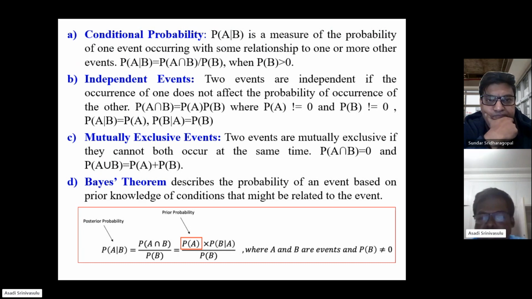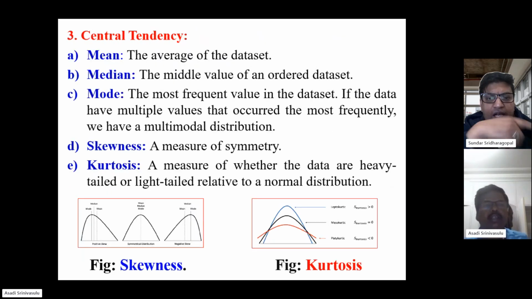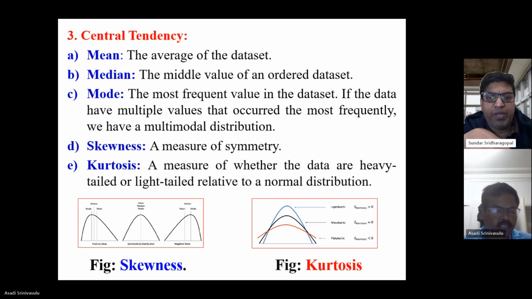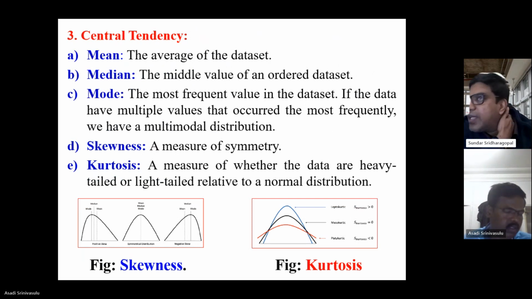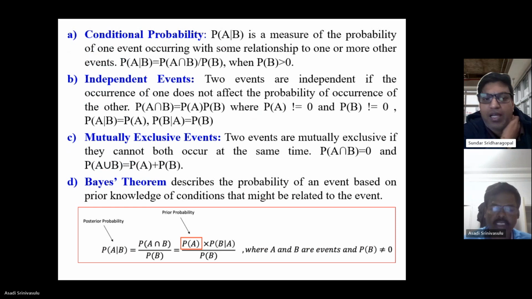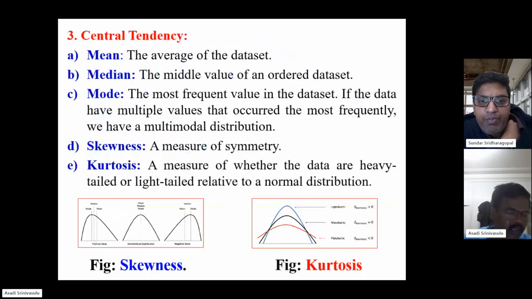Where A and B are events and P of B is not equal to 0. Then only this posterior probability, prior probability. Exactly, Sundar, what you told is the correct answer. That is called Bayes theorem. For classification and prediction, we are using Bayes theorem. Student: You said B over A is equal to B, yes, I got it at the bottom, the probability of B over A.